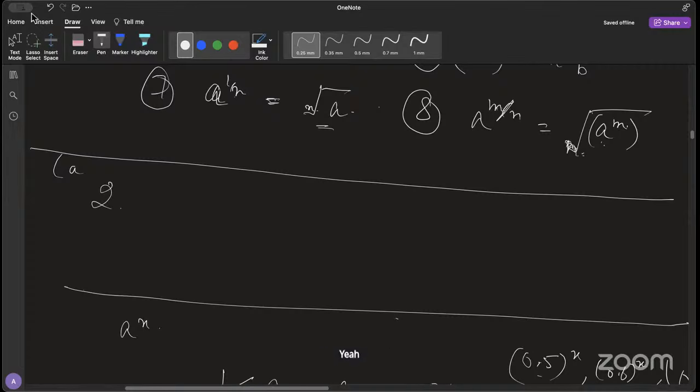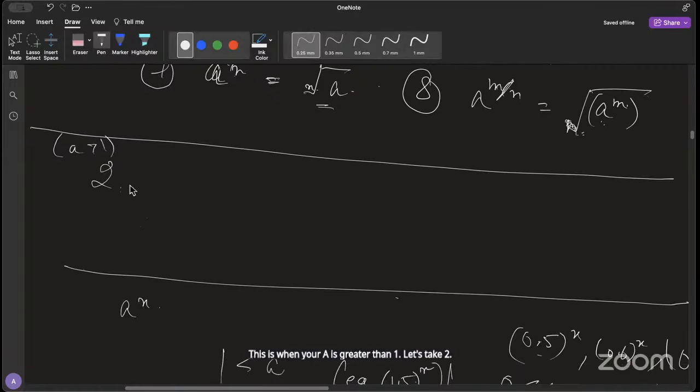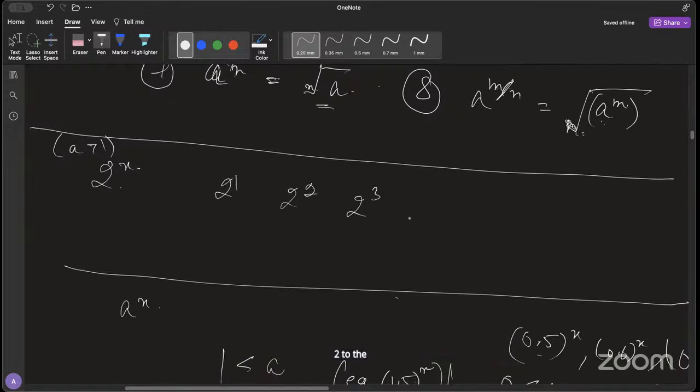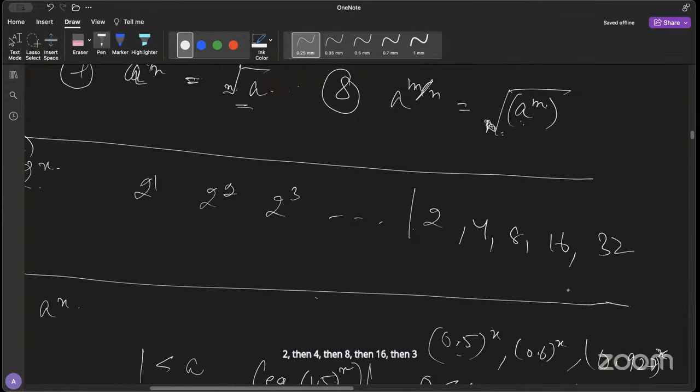So this is when your a is greater than 1. Let's take 2. If I have 2, how does 2 to the power x behave? Let's see some values of 2 to the power x: 2 to the power 1, 2 to the power 2, 2 to the power 3, and so on. 2 to the power 1 is 2, then 4, then 8, then 16, then 32, and it keeps increasing. That's the pattern you need to observe, that this keeps increasing.